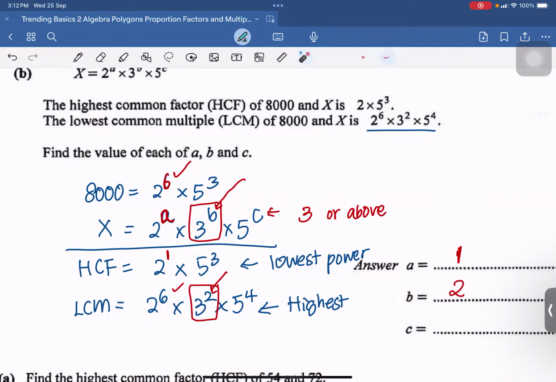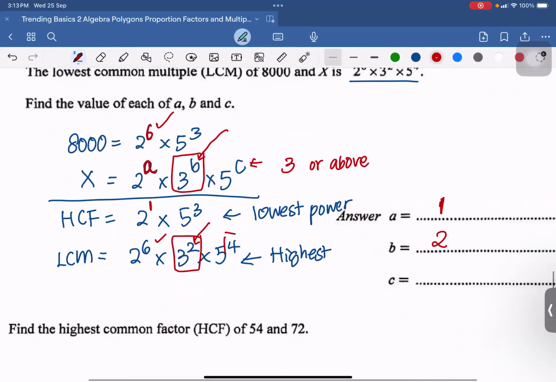Okay, then next one, C. I have highest power. This one is power 3 already. So the highest power, the power 4, must come from C itself. So C will now become the power 4 answer.